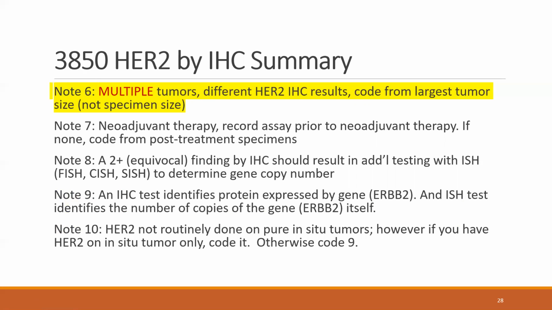And then note A: if you have a 2+ or equivocal finding by immunohistochemistry, that should be a flag for you to look for additional testing with a FISH to determine the gene copy number. So if that initial HER2 by IHC is negative, they're not going to do a FISH. If it's equivocal or positive, they're going to go on to do a FISH.